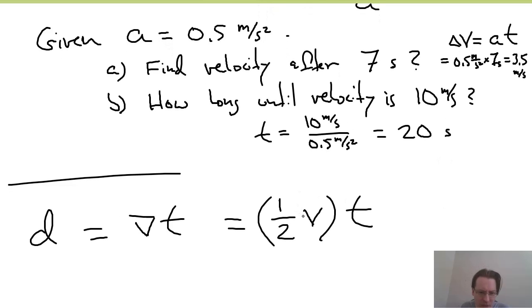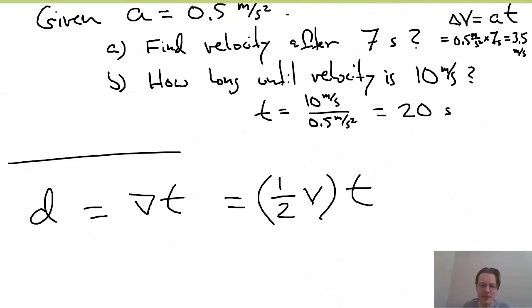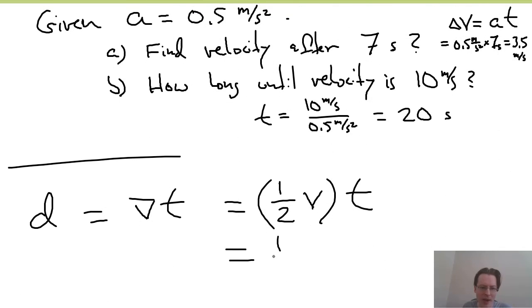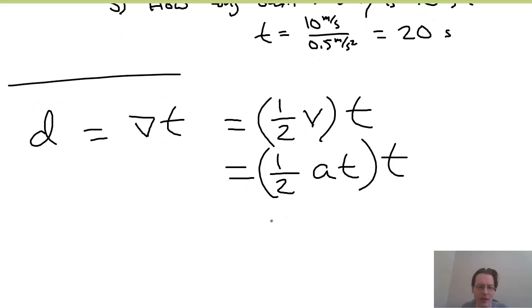Now, velocity is acceleration times time. Remember this mnemonic here? The velocity that it reaches would be the acceleration times time. So I can plug that in, and then we'll have our answer: 1/2 a t multiplied by time. In other words, the distance covered by an accelerating object when it starts from rest will be 1/2 a t squared.